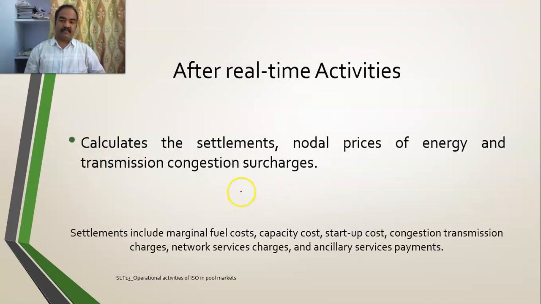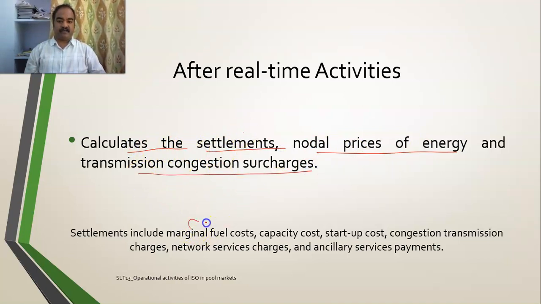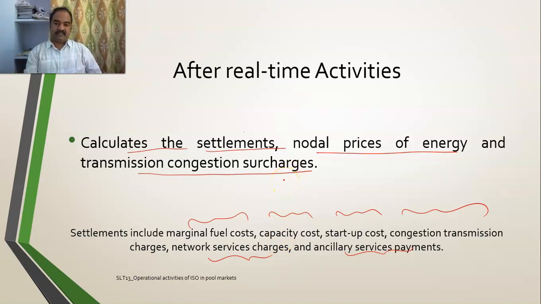After real time, because the GENCOs have no direct contact with the buyers, it is the responsibility of the independent system operator to finalize the settlements. First of all, he calculates the settlements, nodal prices of energy, and transmission congestion surcharges. These settlements will include marginal fuel costs, capacity cost, startup cost, congestion transmission charges, network service charges, ancillary service payments. All these types of things will be included. Whatever services you are providing, for all these you will be charging the buyers. All things will be collected, and then these will be dispatched based upon the services which have been provided.